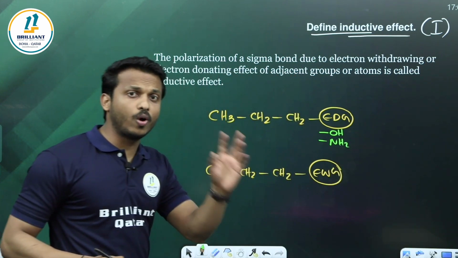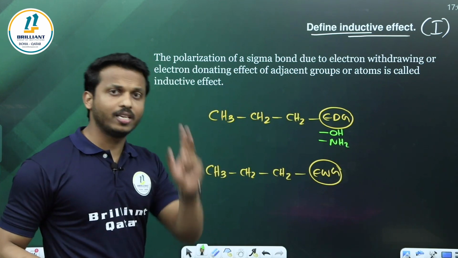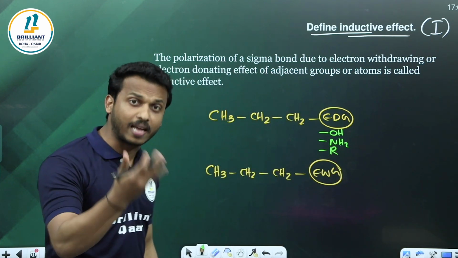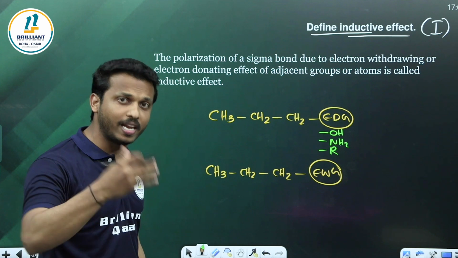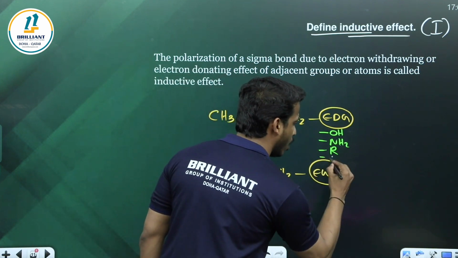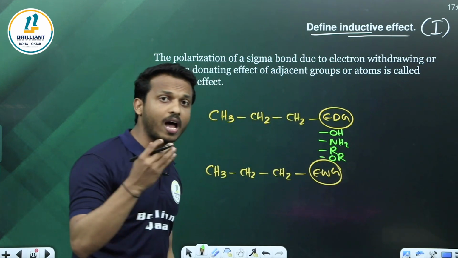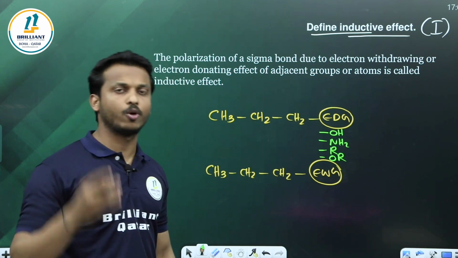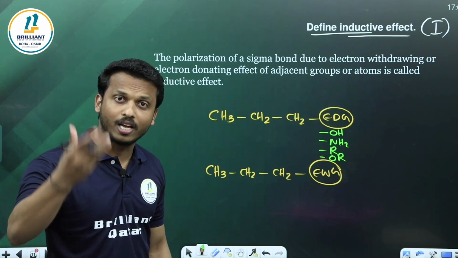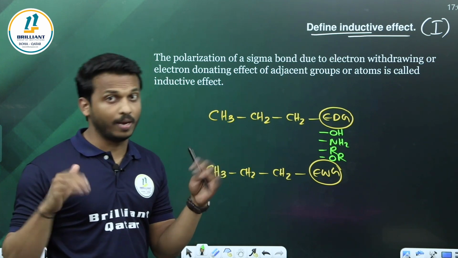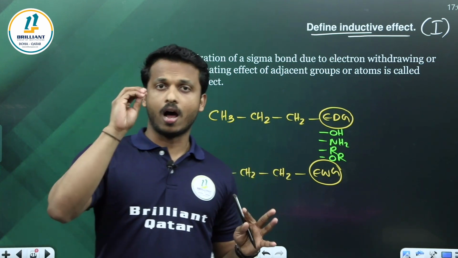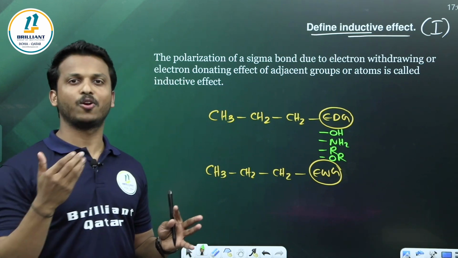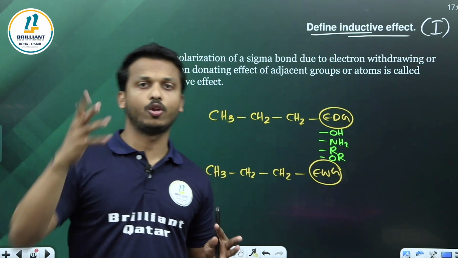Sorry, alcohol is electron donating. Amines are electron donating. You know, R means any alkyl group like methyl, ethyl, propyl; any alkyl groups are electron donating. OR is alkoxy, methoxy, ethoxy; alkoxy groups are also electron donating groups. Many are there, but these are the basics: alcohol, amine, alkyl and alkoxy groups are donating groups.